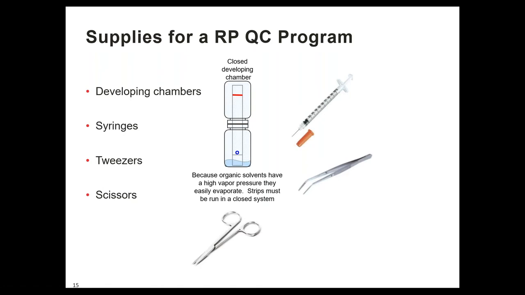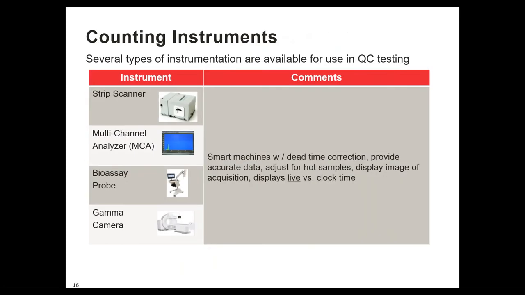If you didn't have that top vial enclosing the entire system, it'll get to the top of the vial and then evaporate like an air freshener. So with any organic solvent, you have to have a closed system. You're also going to need the small QC syringes. They're easier to use than using a standard 3 ml patient dose syringe to get a small drop and place that on the paper where desired. Tweezers, scissors, to be able to cut your strips into sections to be able to count the top versus the bottom.